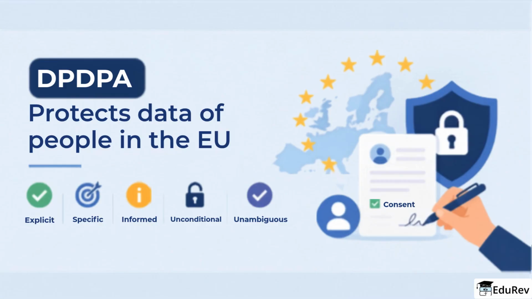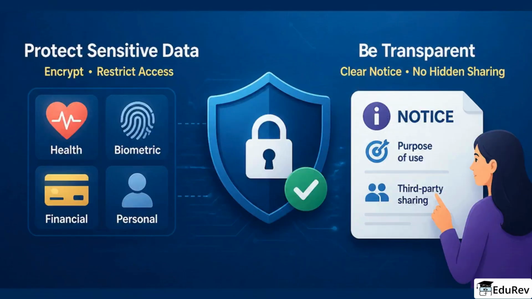DPDPA applies to data processed in India and to services offered to people in India, and it requires explicit consent that is free, specific, informed, unconditional, and unambiguous. Sensitive personal data such as health, biometric, or financial information needs enhanced security, like encryption and restricted access. And data fiduciaries must give clear notices about purpose and third-party sharing.